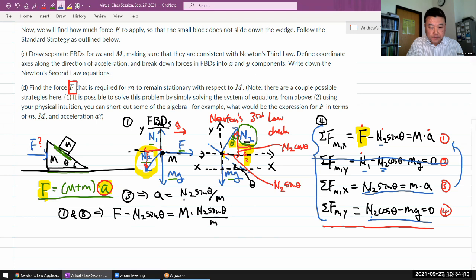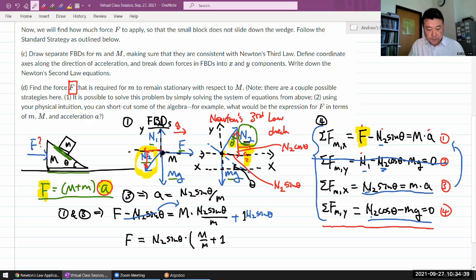Well, let me simplify it a little bit because I see an easy simplification. If I move this over to the right hand side, then I have this plus N2 sine theta. And I think I can actually factor out N2 sine theta. And when I do, this is the whole simplified expression. Force F is equal to N2 sine theta times big M over small m plus 1 here. You can distribute it back and double check that I didn't make any mistakes.